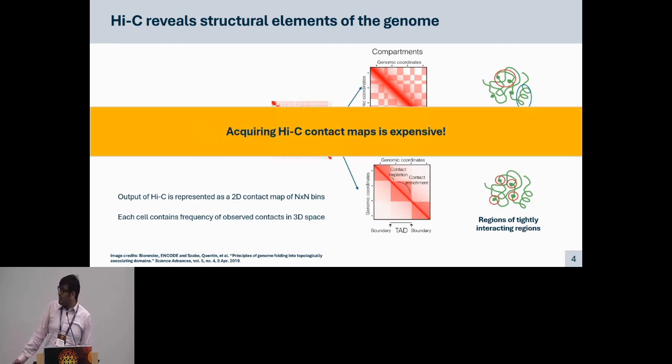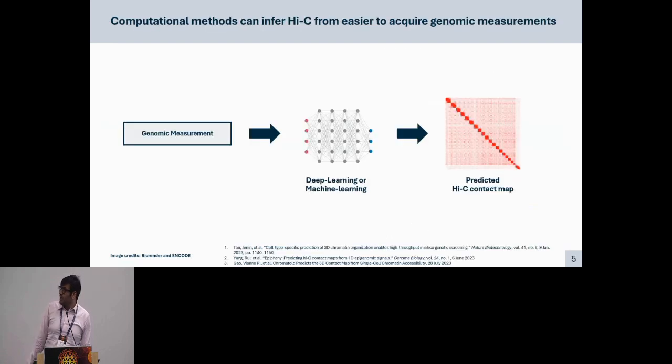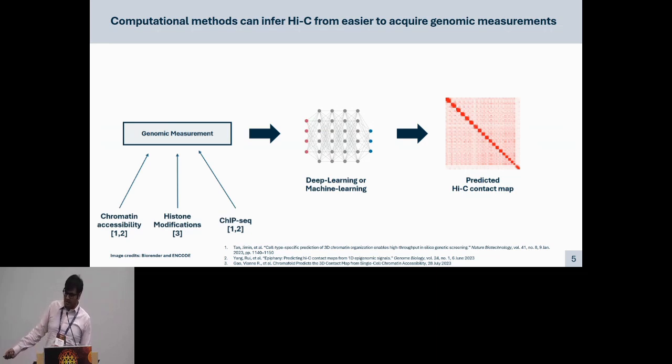And the problem with Hi-C is that it's very expensive to acquire. So what people have done in the past is that they've developed computational approaches to produce these Hi-C contact maps using a deep learning or machine learning based approach using some cheaper or easier to acquire genomic measurement. These techniques often have relied on chromatin accessibility signals through ATAC-seq or DNase-seq, ChIP-seq, particularly for the CTCF transcription factor, or histone modification ChIP-seq to predict these cell type specific Hi-C contact maps.